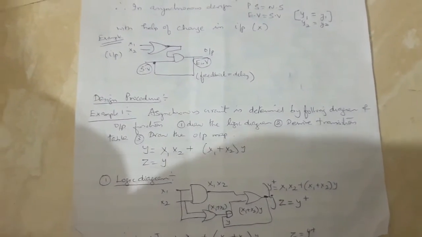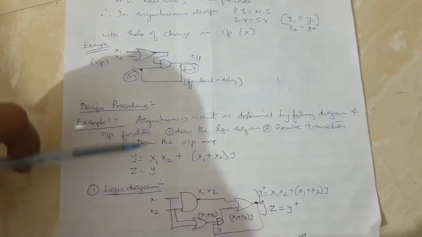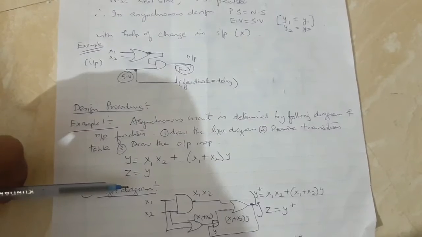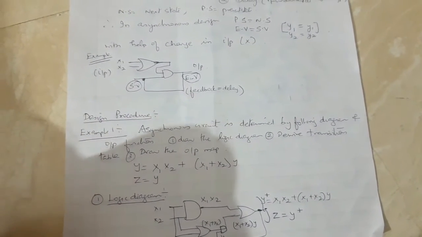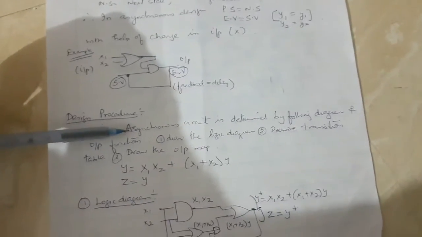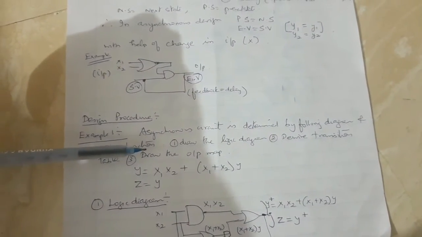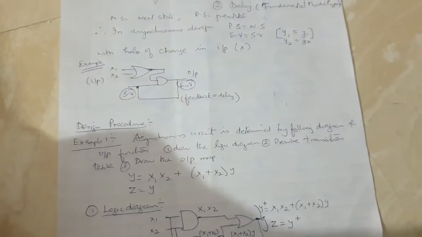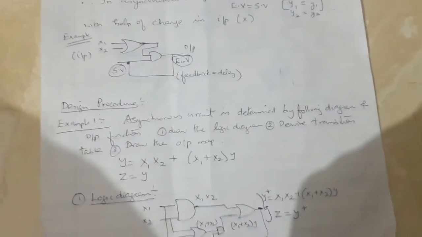So a problem will be given, and this problem statement has to be converted in terms of the variable values. Once you know the variables, only then can we write down the state table. So let us consider example 1 tutorial: an asynchronous circuit is determined by the following diagram and the output function. You need to draw the logical diagram, the transition table, and draw the output map. A state equation is being given for this particular asynchronous circuit.